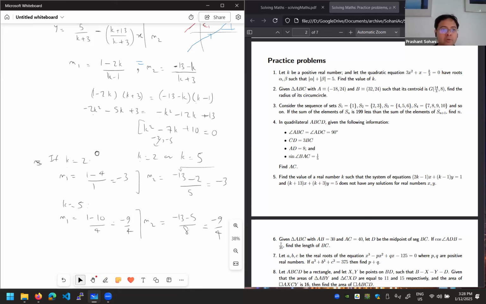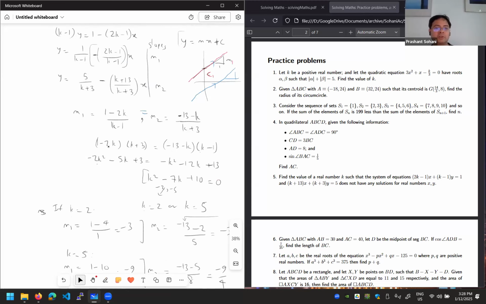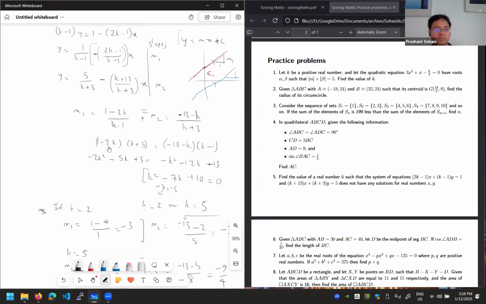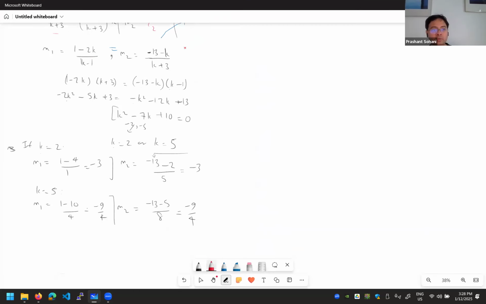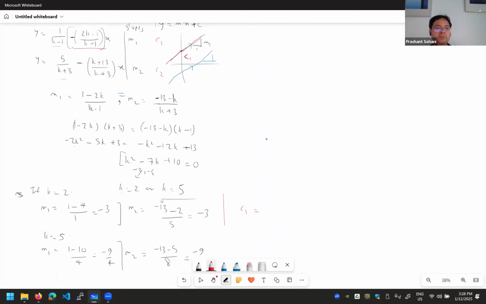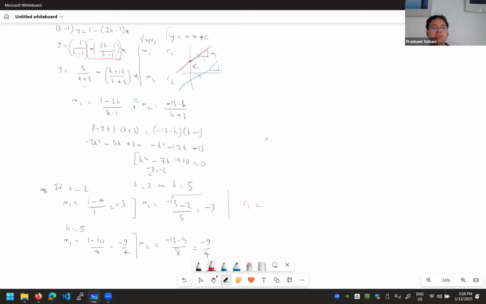For that, we need to look at the lines once more, because so far we are only looking at the slope part, but we did not look at the intercept part. So let us calculate the intercept also. If I call the intercepts C1 and C2, then in the first case, if k is equal to 2, what is the intercept C1? The intercept is given by this term, 1 over k minus 1.